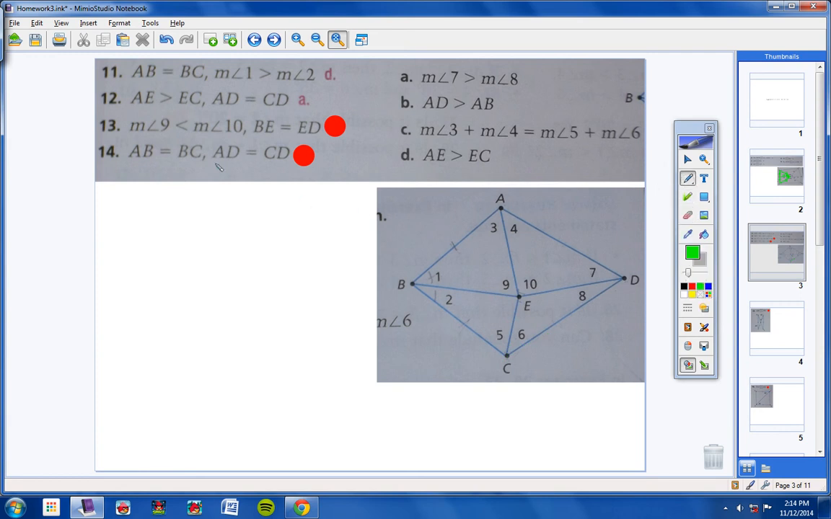Letter A. Okay? All right, moving on to number 13. Let's see, measure of angle 9 is less than 10. So we're going to put, I don't know, we'll put 80 degrees here and 100 degrees here. How's that? 100 degrees, okay? Now, BE is congruent to ED. So this is congruent to this. So look what you have, guys. You got a triangle here.